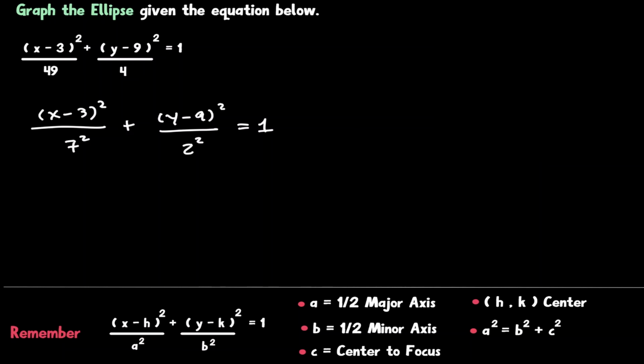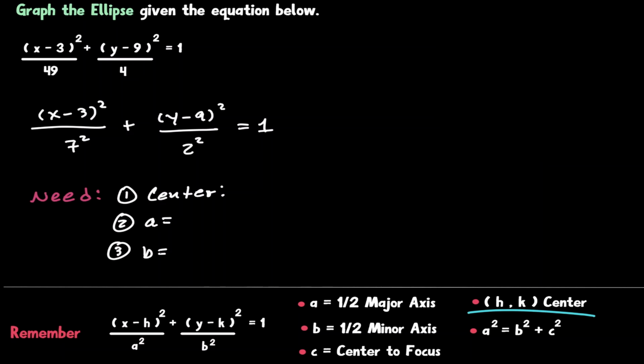So we are good. Now that we have rewritten our equation in standard form, let's try to identify the information that is needed for us to graph our ellipse. First, we need to identify the center of the ellipse. Then, we need to identify the length of half of the major axis. And then, we need to identify half the length of the minor axis.